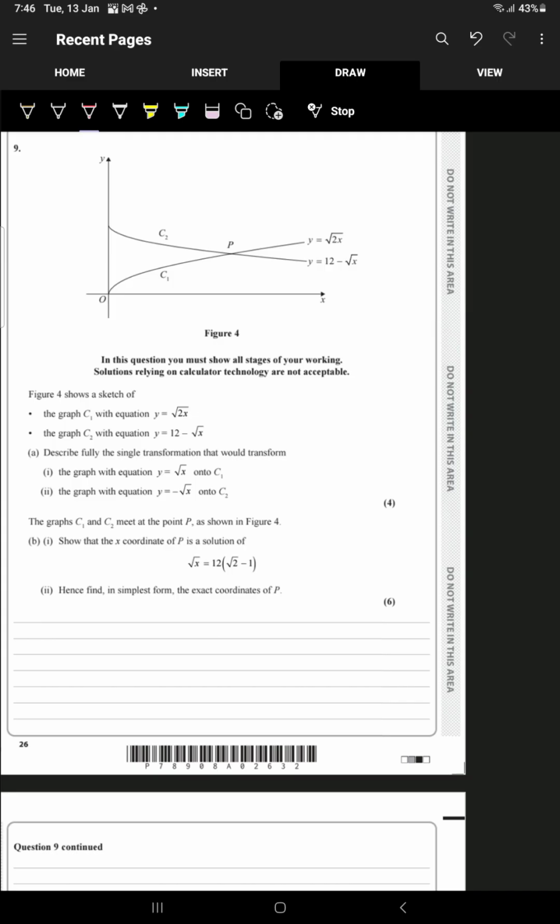So we can say that if you times by root 2, basically this is root 2 root x. So this is a stretch in the y-axis, because it's outside, it's not affecting the x, by root 2.